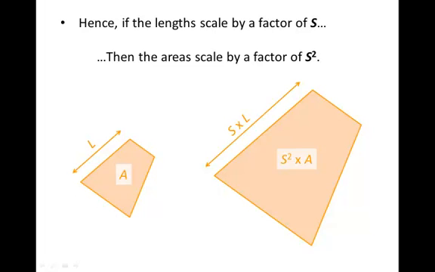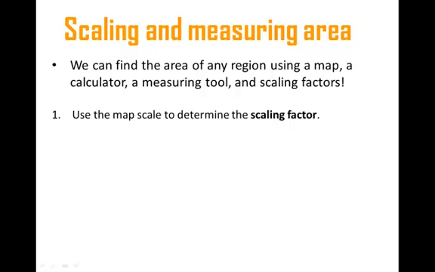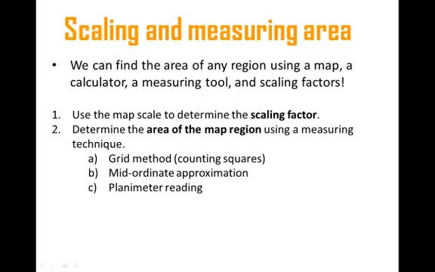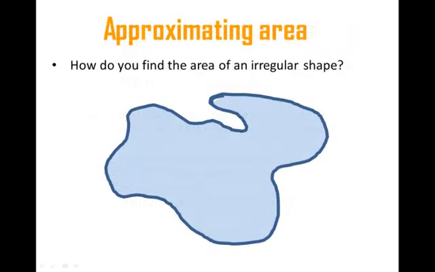Let's turn this into a process for measuring areas. We can find the area of any region using a map, a calculator, a measuring tool, and the scaling factor idea. First, use the map scale to determine the scaling factor. Then measure the area of the shape on the map, using some kind of a measuring technique. We'll talk about 3 techniques: the grid method, the mid-ordinate approximation, and a planimeter reading. Once you've got the small scale area, then multiply by the square of the scaling factor to find the region's area.